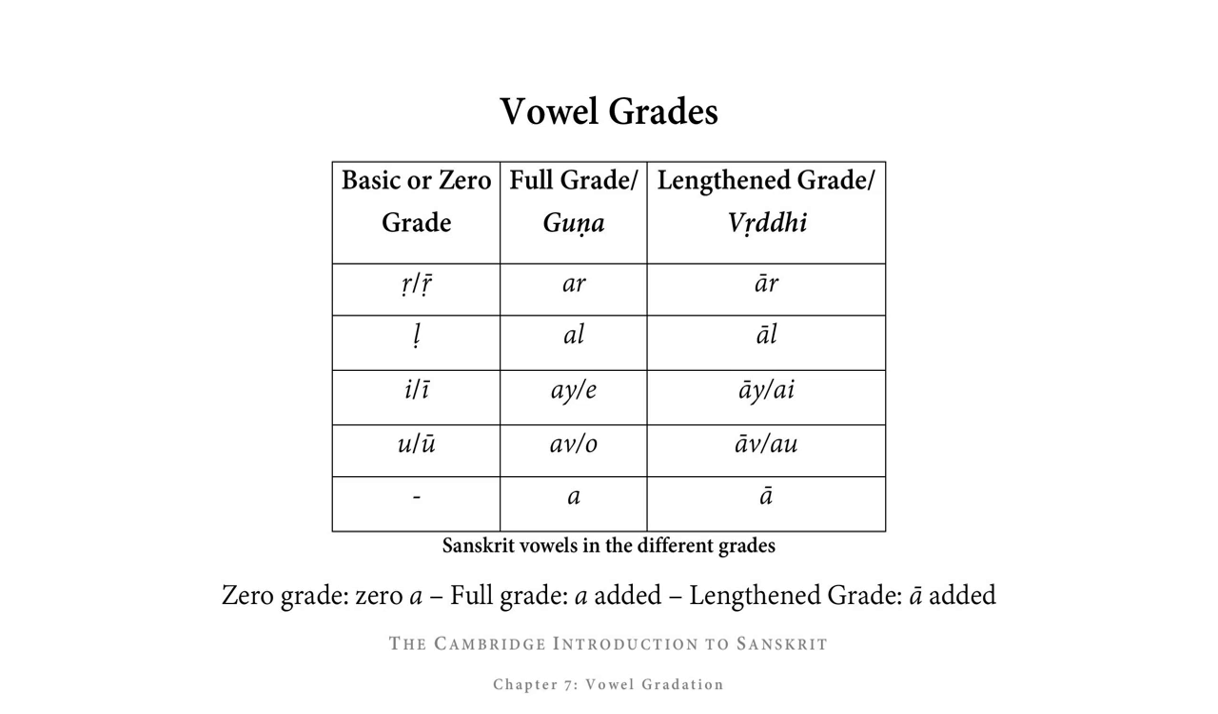So we have just the basic vowel with zero a being added, which is also why this is called the zero grade of these vowels. Then in the middle we have short a added, and this is called either the full grade, or the Sanskrit term for that would be guṇa. Or in the right hand column what we have is long ā being added to those vowels, and this is then called the lengthened grade, or in the Sanskrit terminology the vṛddhi of this vowel.